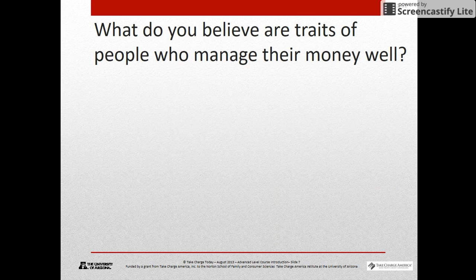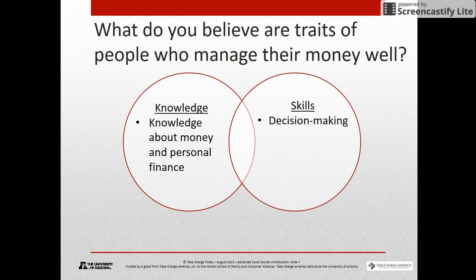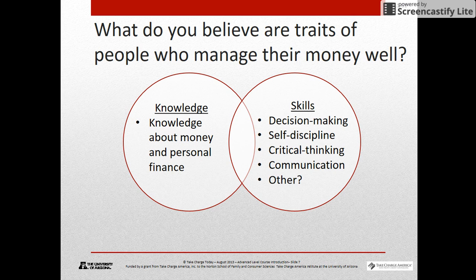What do you believe are traits of people who manage their money well? Okay, now we're on the bottom half of the second page of the notes. Well, first thing is you need to have knowledge about money and personal finances, and you have to have some skills. Decision-making skills, you need to know how to make that decision. You need to have self-discipline so you don't spend all of your money. And you need to have critical thinking skills to help you figure out how to spend your money. And finally, communication. You need to be able to talk and communicate with others in decisions regarding your money.